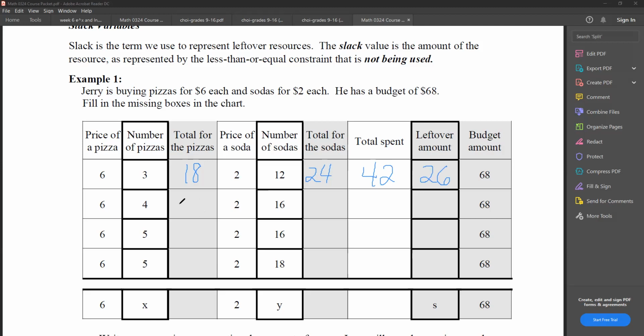Let's do a few of these. Let's do this one. So if I buy 5 pizzas, 6 times 5, I'm going to spend $30 on pizza. And $2 for 16 sodas. So I do 16 times 2. I'm going to spend $32. So I've spent a grand total of $62. So I have 68 to spend. So my leftover is $6.